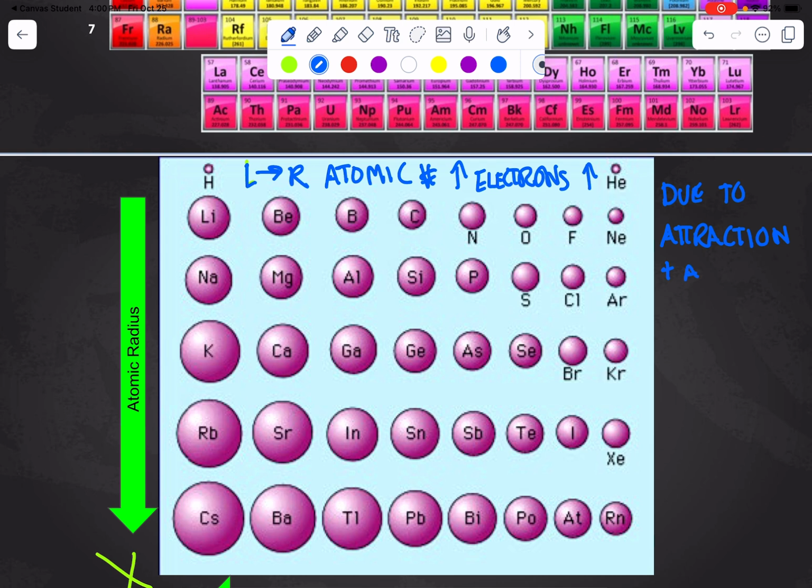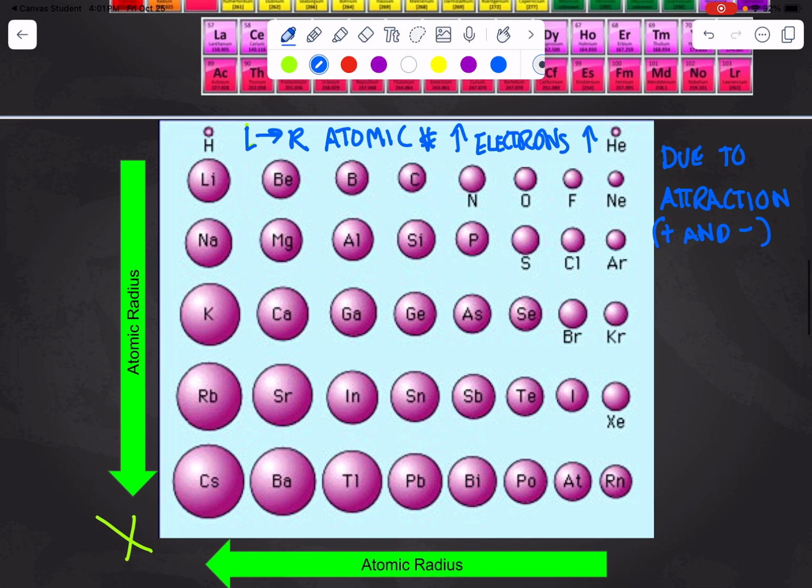So the positive and negative charges cause the atom to get smaller. And that's only going left to right. When you're going down a group, it's a little bit different. You are adding energy shells. And because you're adding energy shells, the electrons are getting further and further apart. So the outer electrons are less attracted to the nucleus.